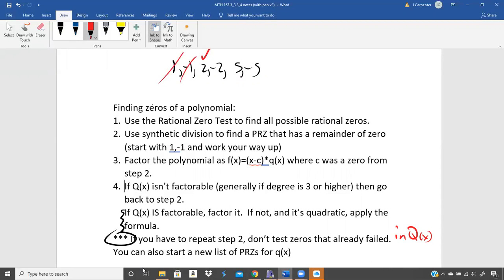You can actually also start a new list of possible rational zeros for the quotient. If your leading coefficient and constant have changed, maybe you'll go from having 10 possible rational zeros to only, say, 4. So that can happen sometimes. It just means there's less numbers to worry about. So maybe before you had 30 and negative 30 to work on, but now the constant for the quotient is just 15. That means 30 and negative 30 are out. You don't even have to attempt with them. So that's what you do if your quotient is not factorable. And if it is factorable, then factor. If it's an x squared and it's not factorable, try the quadratic formula or completing the square, whichever you like.